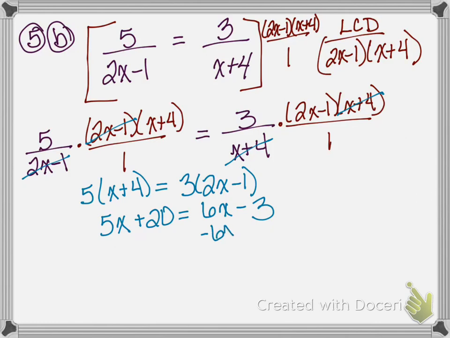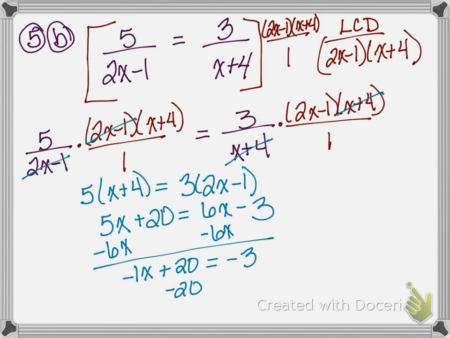Just because it's a good habit to get into when we are doing inequalities. You certainly don't have to, but I'm going to model that because I think that's important. So I am going to be left with negative 1x plus 20 equals negative 3. I subtract 20 from both sides, and I am left with negative 1x equals negative 23.